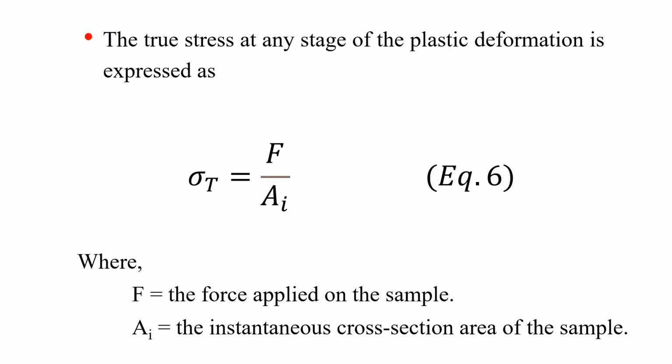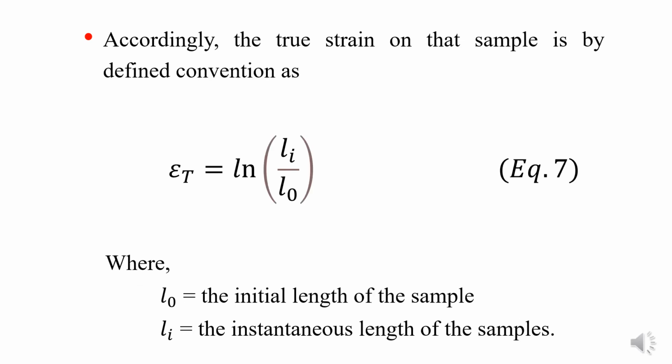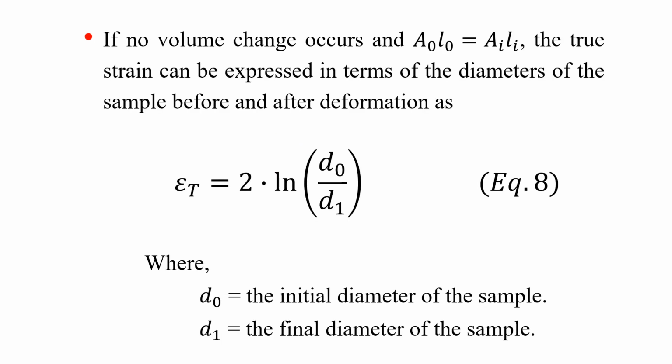The true stress at any stage of the plastic deformation is expressed as the formula that you know very well, the force over the area. Accordingly, the true strain on that sample is defined by the finite conversion as equation number 7 that we have here. In terms of the volume, if no volume change occurs, the true strain can be expressed in terms of the diameters of the sample before and after deformation as equation number 8 that we have here.